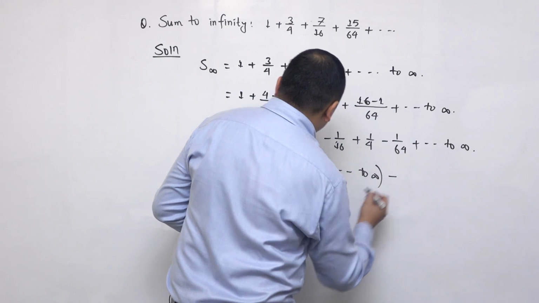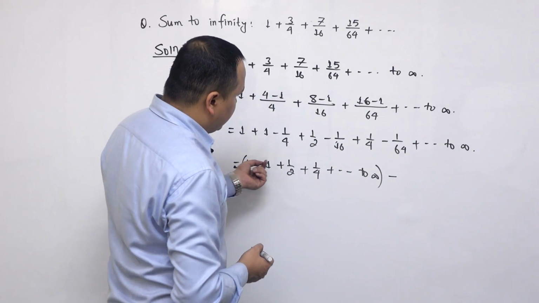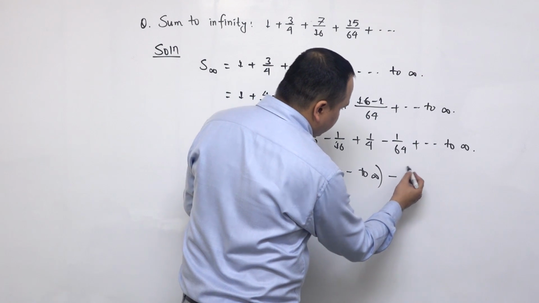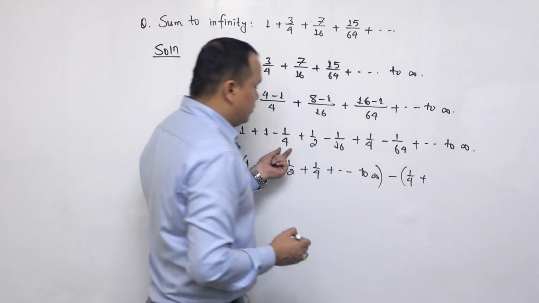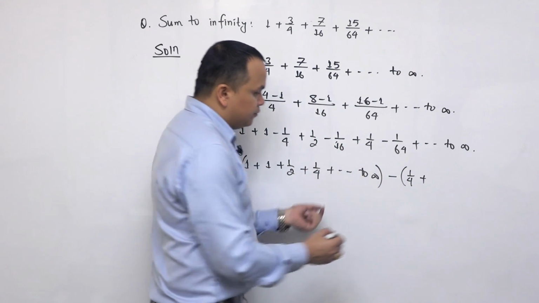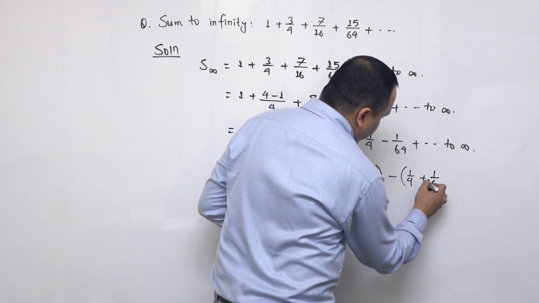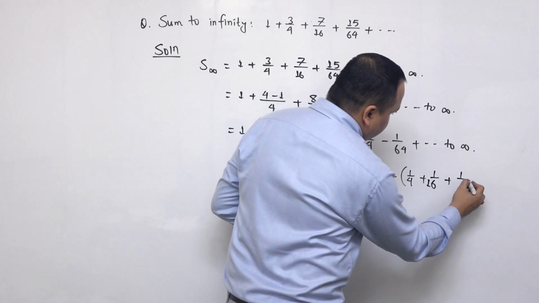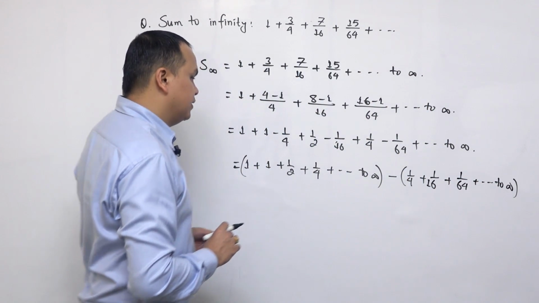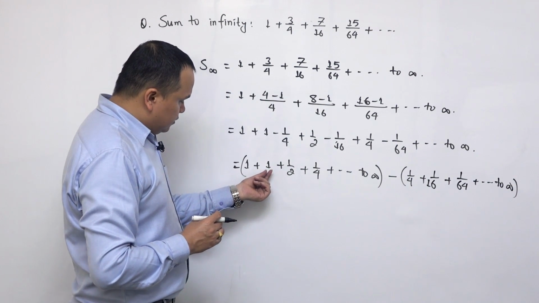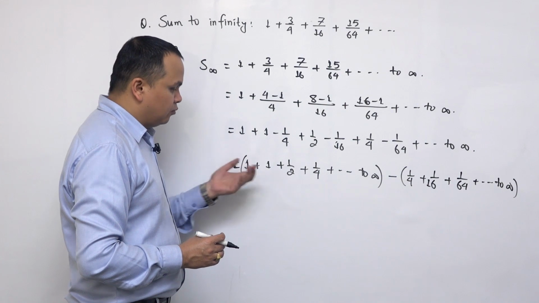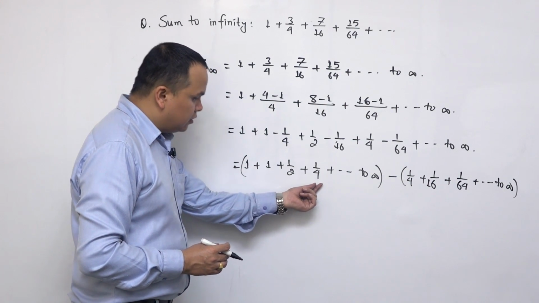Now collecting the negative part, we have minus 1 upon 4, minus is common, then 1 upon 4 plus minus 1 upon 16, here minus is common, so only 1 upon 16 plus 1 upon 64 plus dot dot dot to infinity. Here 1 upon 1 is 1, 1 upon 2 upon 1 is 1 upon 2, 1 upon 4 upon 1 upon 2 is 1 upon 2.